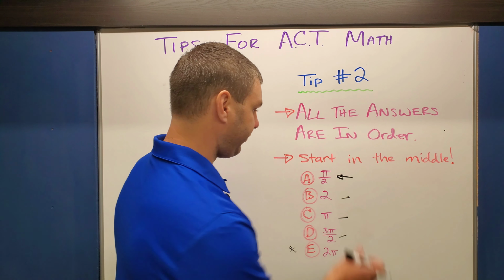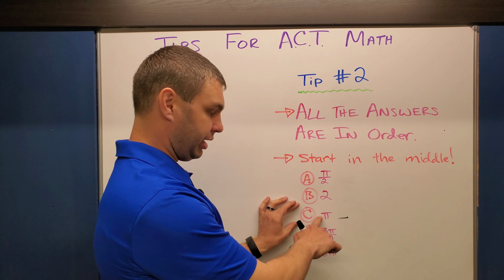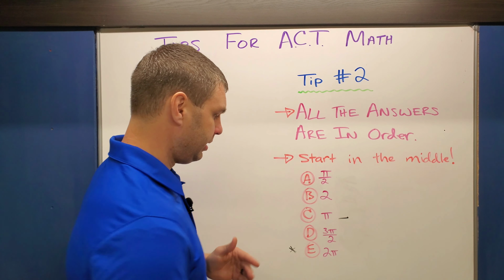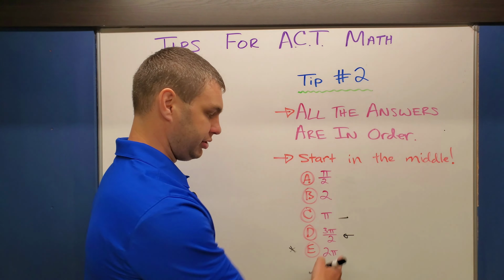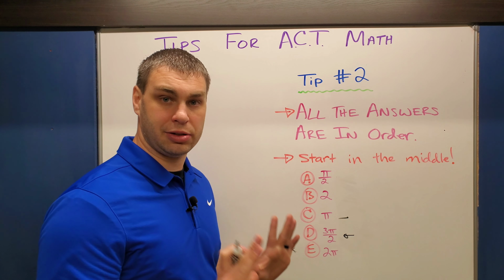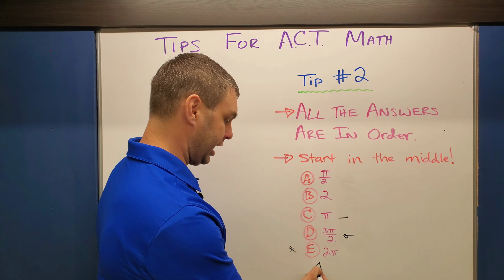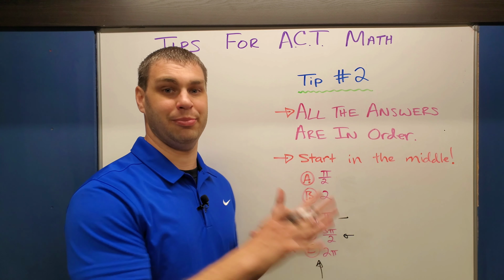However, if I start in the middle at pi here and I realize that pi is too small, then it only takes me one more guess. Let's say I try 3 pi over 2 next. So that's my first guess, 3 pi over 2 is my second guess, and I still realize that both of those are too small. I'm not going to even plug in the last one. I know that these are still too small. The only option left is 2 pi, so that has to be the answer. Choose it, move on to the next question.